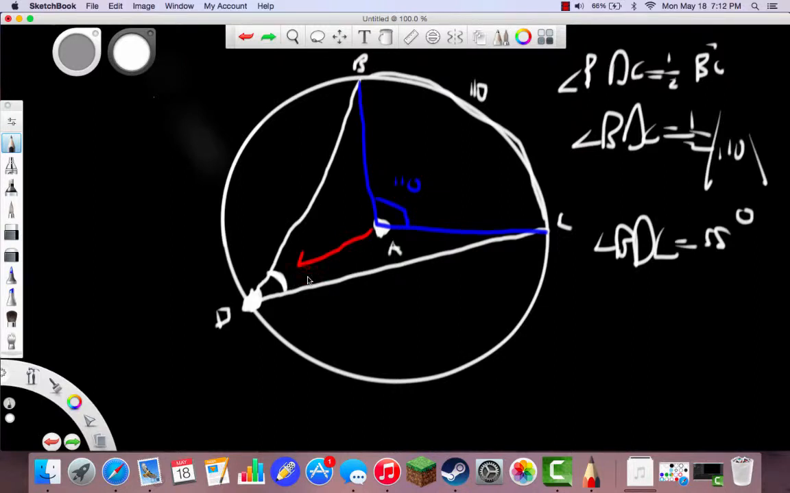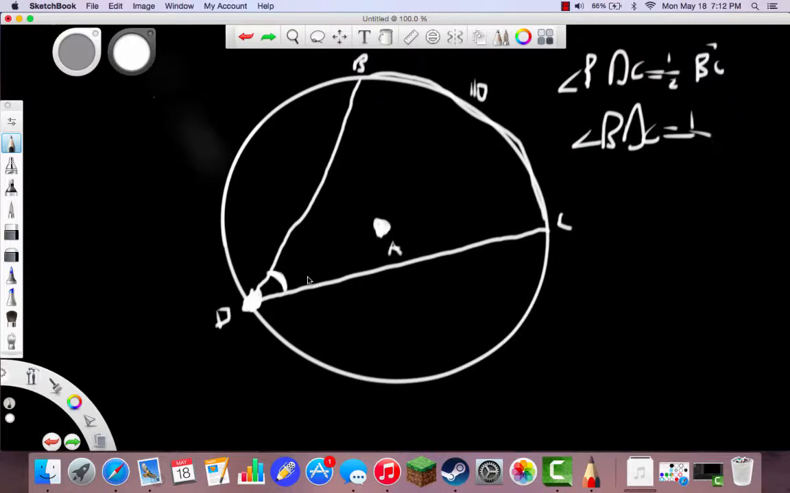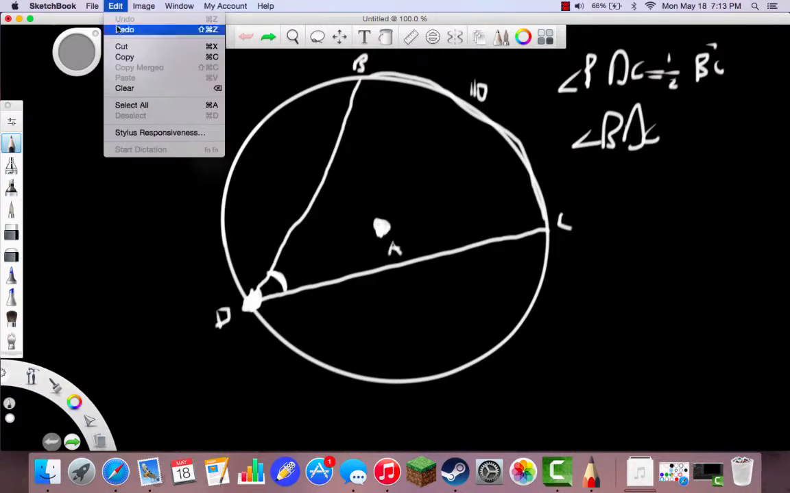Okay, but there's also another type of inscribed angle in the later section, and I can't erase this anymore for some reason. That's annoying.